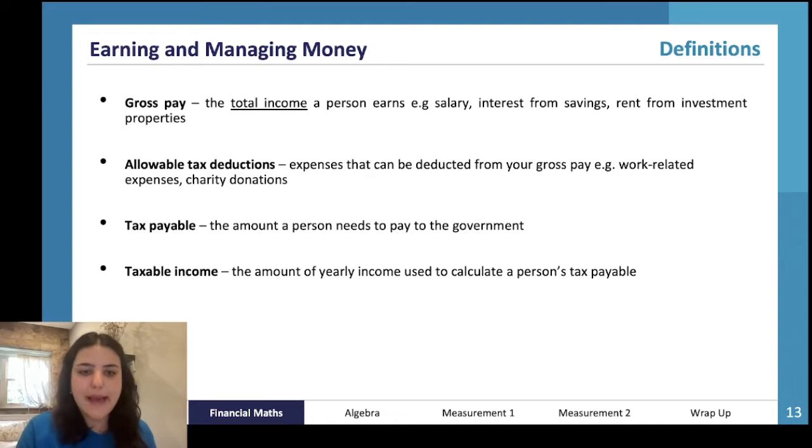So the tax payable is the amount that you need to pay to the government, and it's calculated based on how much money you earn, which is your taxable income. So it's your gross pay minus all of those deductions, and that is the taxable income that we use to calculate how much tax you owe the government.